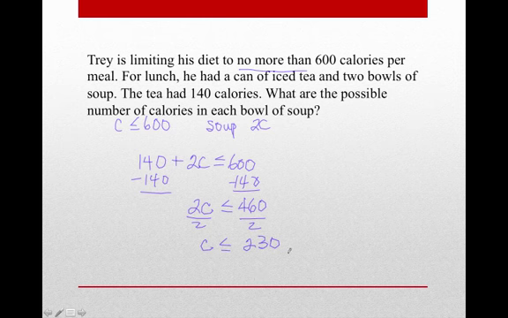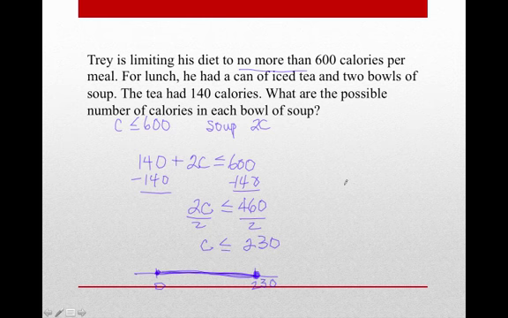Okay, so 2 things here. One, I need to be able to graph that. So here's my 0. Here's my 230. Now I'm going to have a filled in circle for 230, but because this is a real world example, I'm not going to eat negative calories. So I'm going to also have a closed in circle here at 0, and it can be anything in between these 2 points. Because I can't have negative calories, 0 has to be my bottom limit.